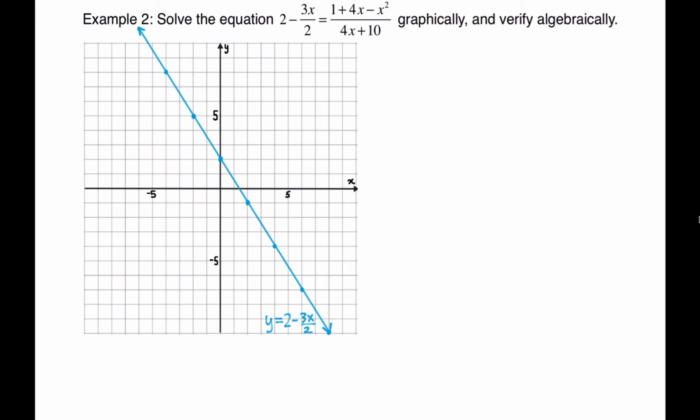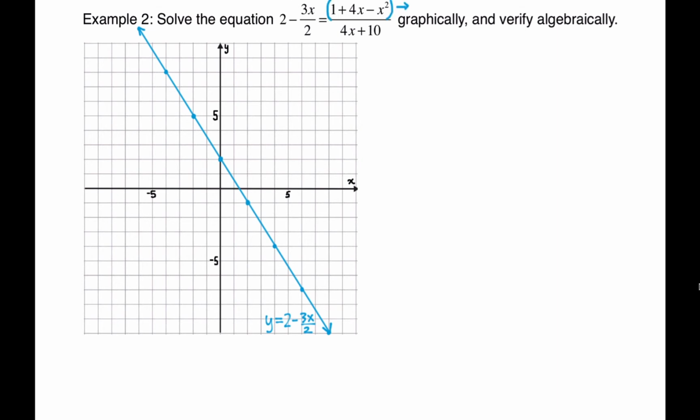So in case you're wondering, how can I graph this? Well, it's just a linear function. The y-intercept is 2, and the slope is -3 over 2. So you go down 3, right 2. That allows you to graph this straight line. So that's the left-hand side of the equation.